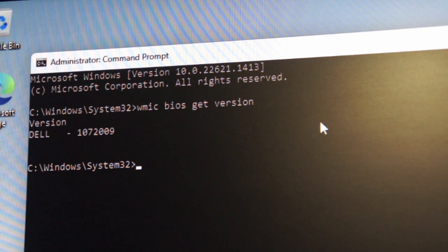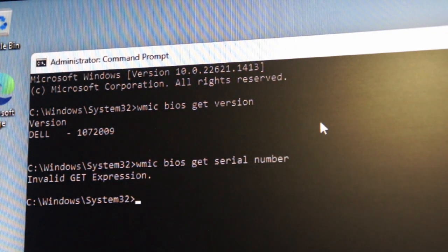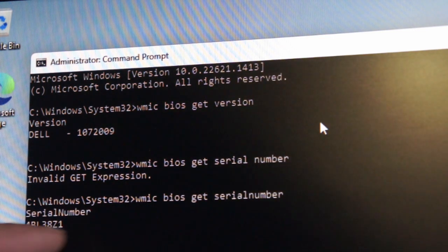The next one is one of the BIOS commands, so I'll just pull that back up. We'll put serial number, and I'll give you the serial number. No, invalid get. I'll tell you what I did wrong there. So I'll press up again. You've got to put the serial number together as one word. So there's your serial number.